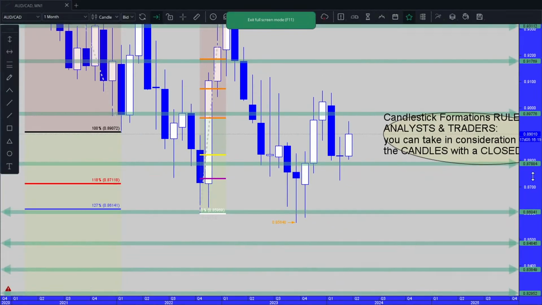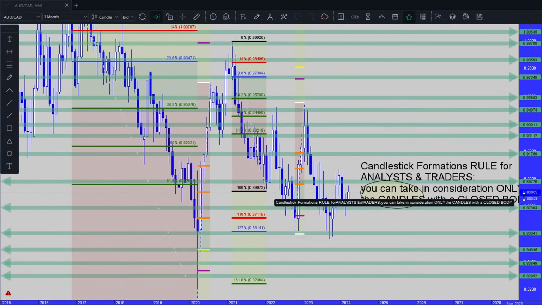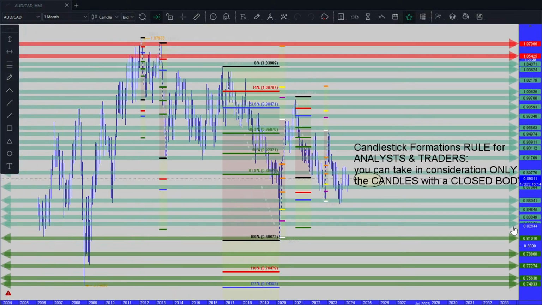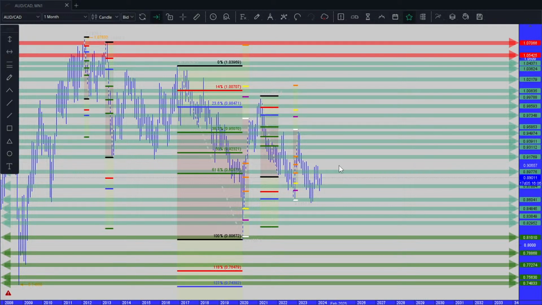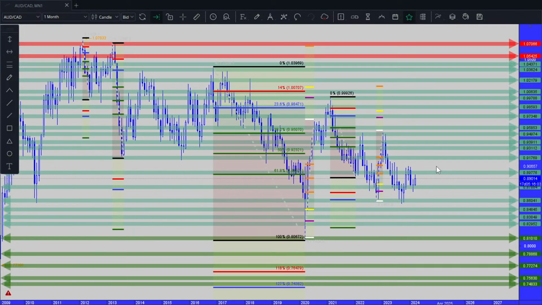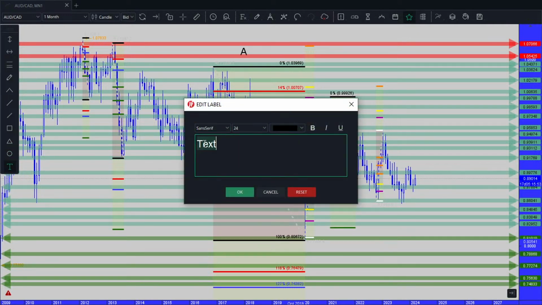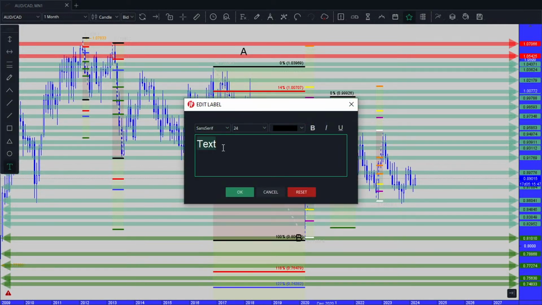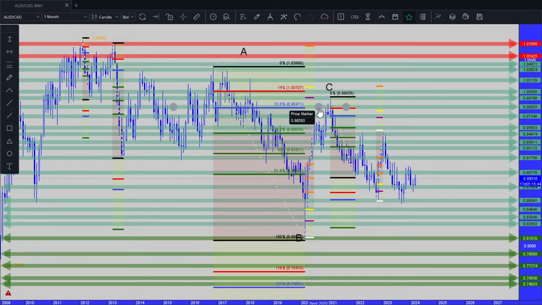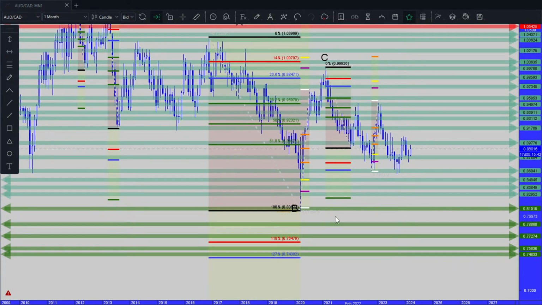AUD CAD monthly chart. Candlestick formation rule. Alright, out. Everybody, the original Fibonacci is this one. That's the A. That's the B. That's the C. And it went to blue, so they projected the extension long term.